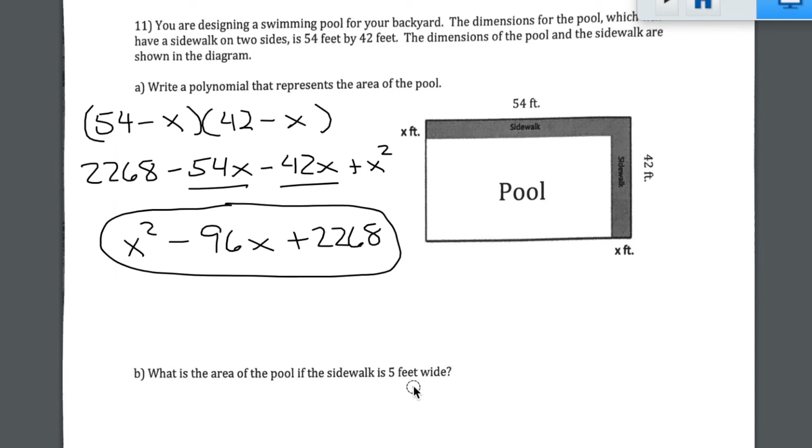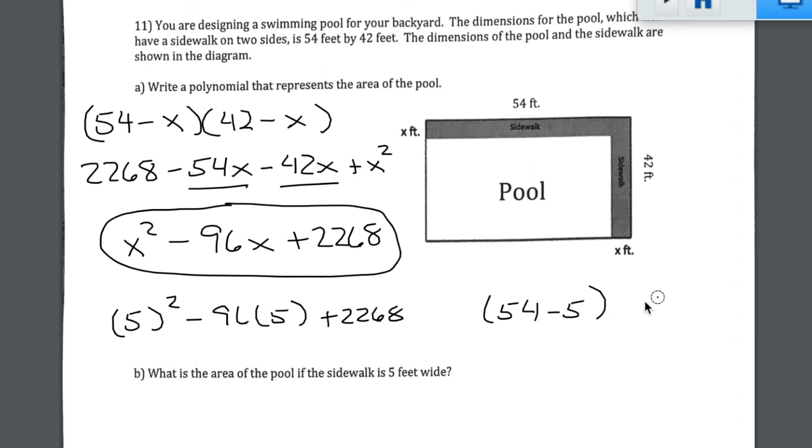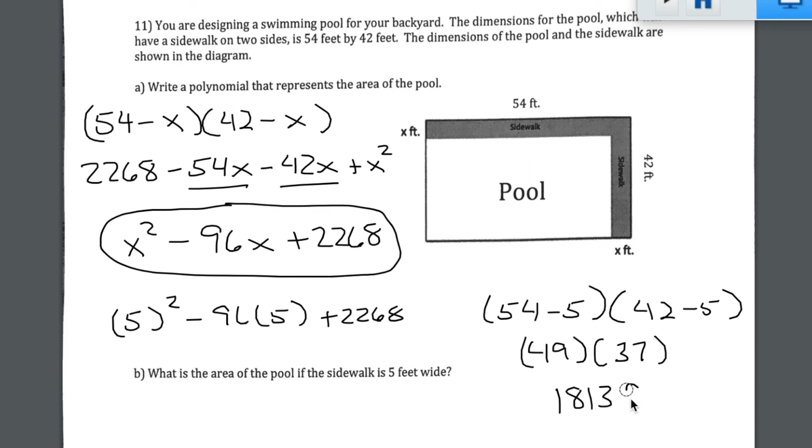What is the area if the sidewalk is 5 feet? Well, you could plug a 5 into each of these. I think that's the intent of this question. But years ago, a student told me, and I really liked it, they plugged their 5 in up here. So they did 54 minus 5, and then they're going to do 42 minus 5. 54 minus 5 is 49. 42 minus 5 is 37. 49 times 37 is going to give me 1,813 square feet is going to be the area of the pool.